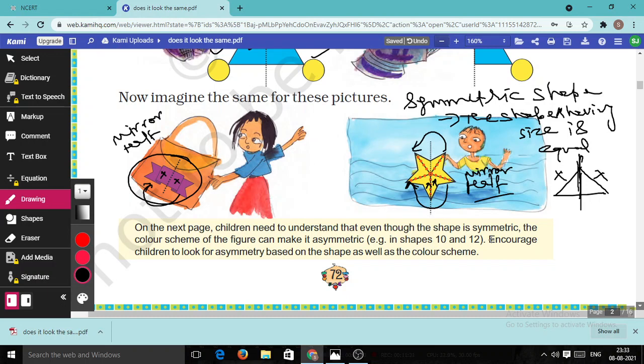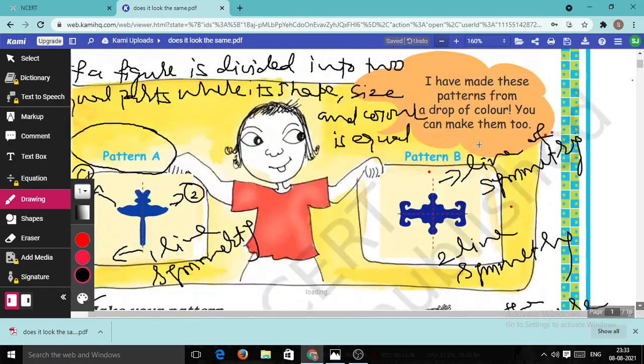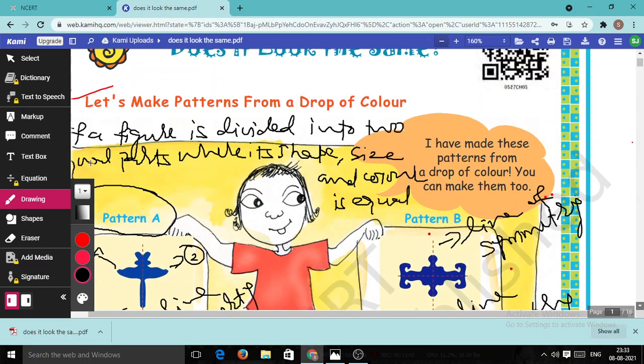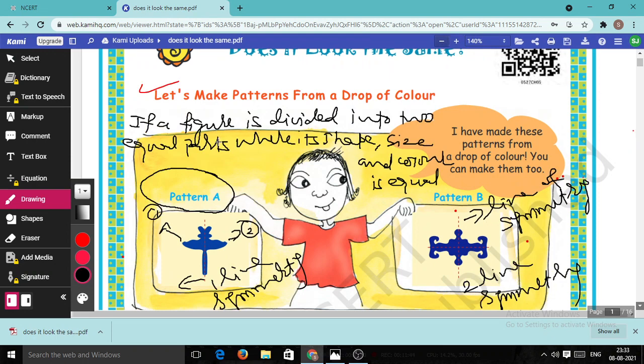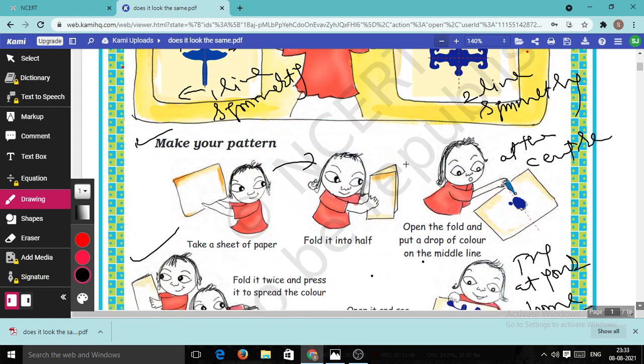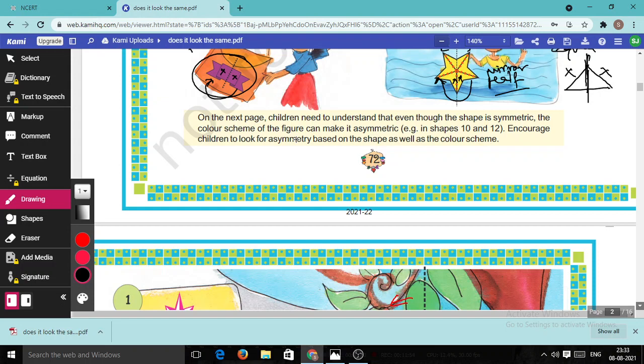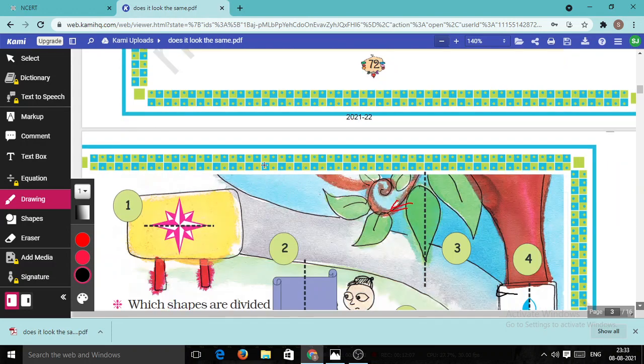So here the color and size are also equal. I have already written here. Look here. Equal parts. What we have written: if a figure is divided into two equal parts, when its shape, size and color are also equal, that is given to us here. Look here. Here the color is also equal. That means the shape is called a symmetric shape. Otherwise it is called an asymmetric shape. So this part of the definition we have to use in the next page, that is on page number 73.